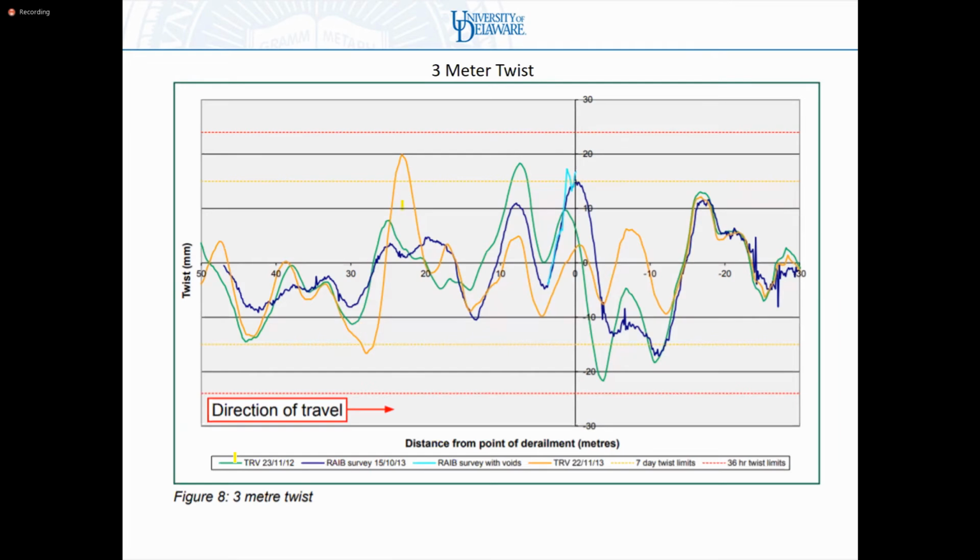Now, if you remember, twist is the difference in cross level along a fixed distance. So I have the cross level, left rail minus right rail on one point, and then left rail minus right rail on a second point, and that distance will vary. So this happens to be 3-meter twist, which means this is the difference in cross level measured 3 meters apart. It's moving, so you're constantly moving down the track.